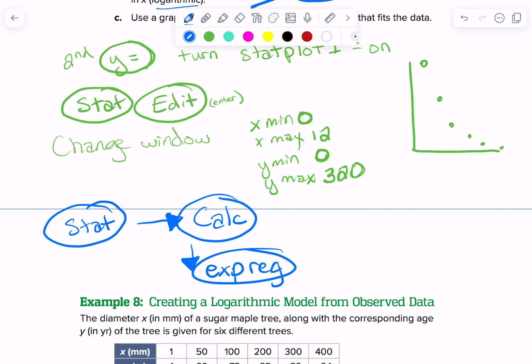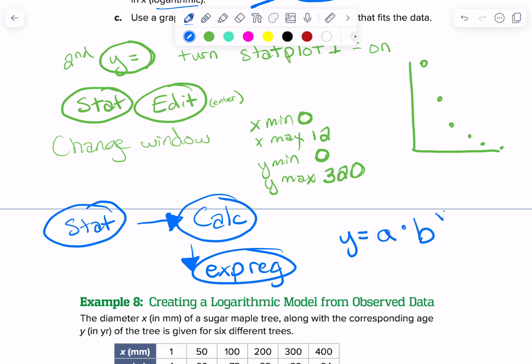It'll give you what A is and what B is and all that stuff. If it takes you to another screen and asks what your X list is, your X's should come from list 1, L1, and your Y's should come from list 2. It should already be on that, but if it's not, you can change it. So go down, hit enter, enter, enter, enter.